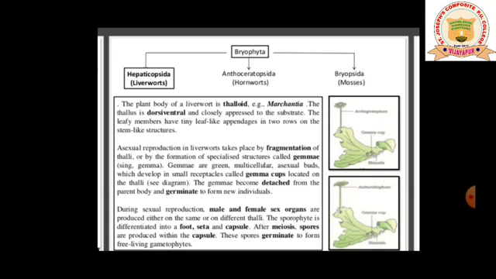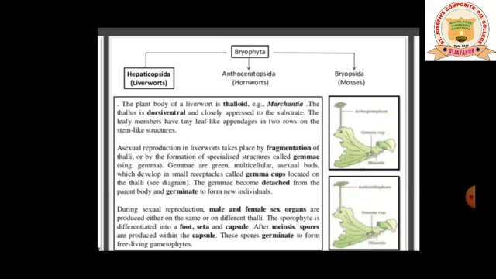During sexual reproduction, male and female sex organs are produced either on the same or on different thalli. So it may be bisexual or it may be unisexual. On the same plant you can see male and female gametes are produced, or in one plant they may have male or female reproductive structure.